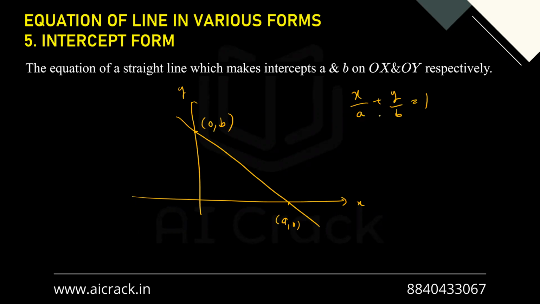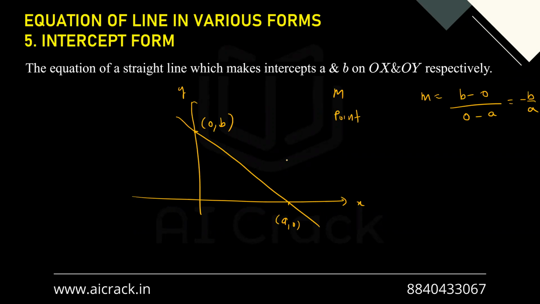So how do we get to this particular equation? Again, let's try to derive it. What do we want? We want a slope and a point. We have two points, so the point is taken care of. We have to find the slope. For the slope, we'll use y2 minus y1 divided by x2 minus x1. So m would be (0 minus b) divided by (a minus 0), that would be minus b by a, right? So we have got the slope and we have got the point.